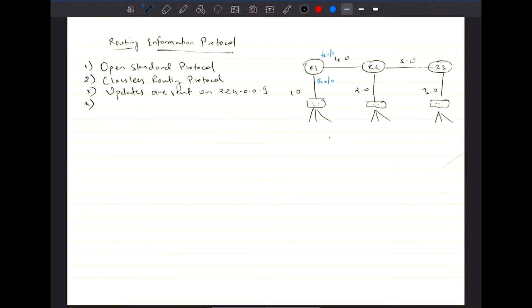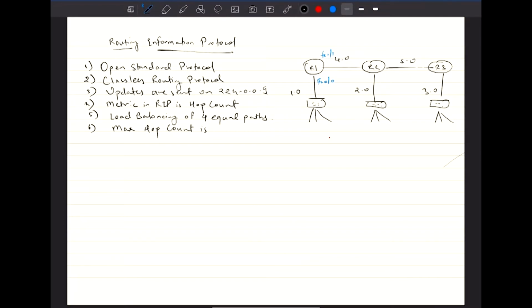Fourth parameter is the metric in RIP, which is hop count. Then the fifth parameter here is that load balancing of four equal paths is supported. Then the max hop count is 15.